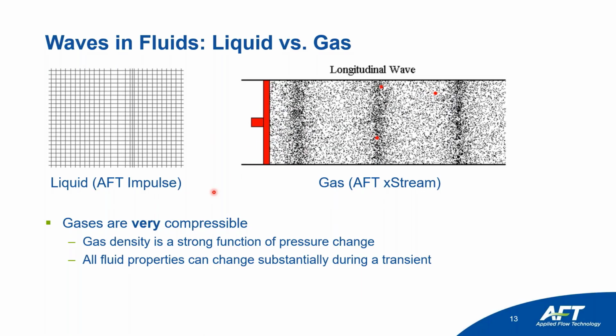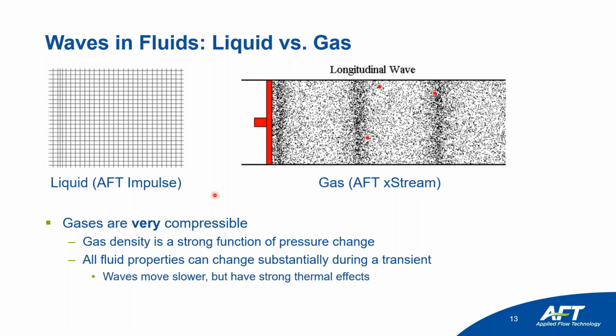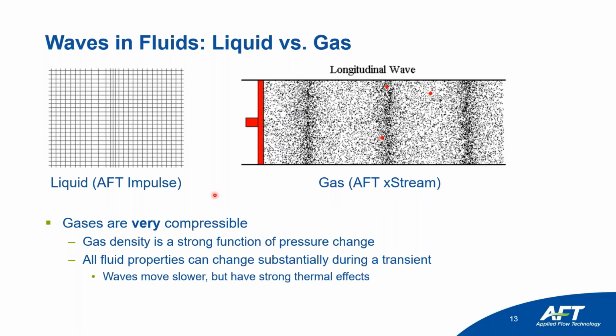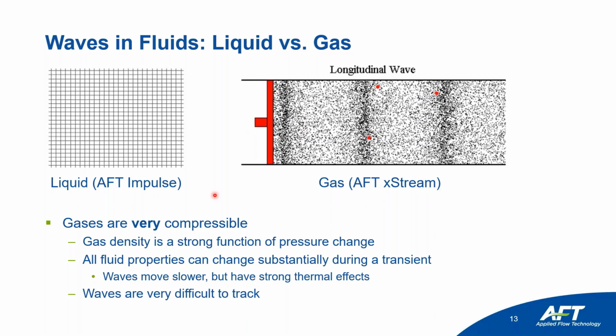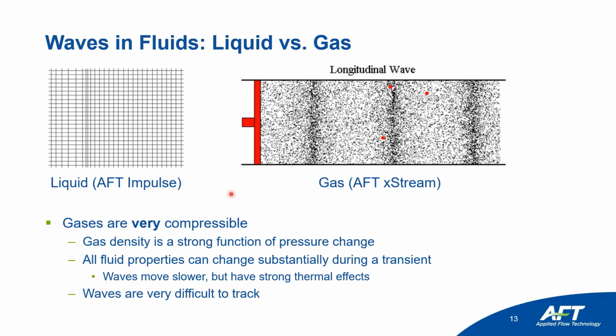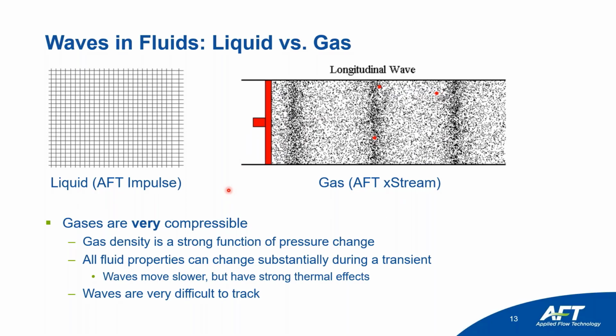All fluid properties can change substantially during a transient. Waves move slower, but have stronger thermal effects. Waves are very difficult to track. So these challenges were faced by AFT to develop AFT xStream.